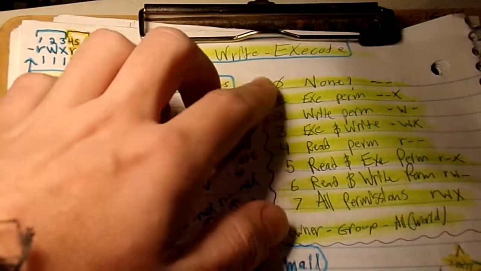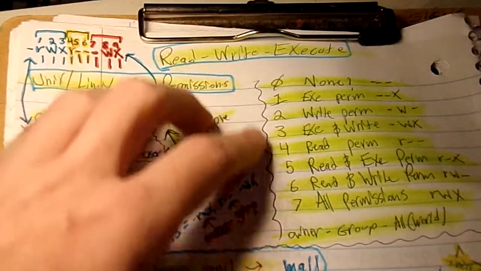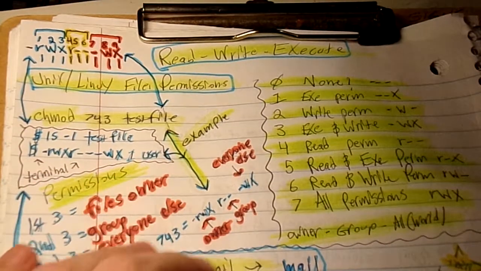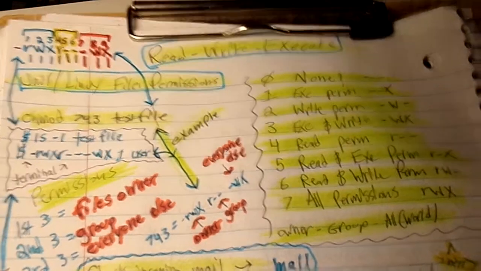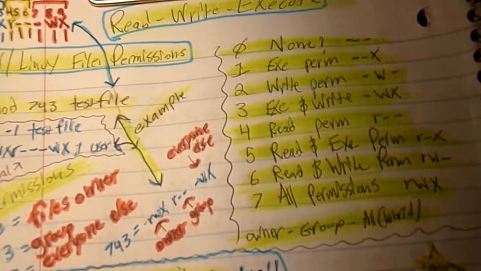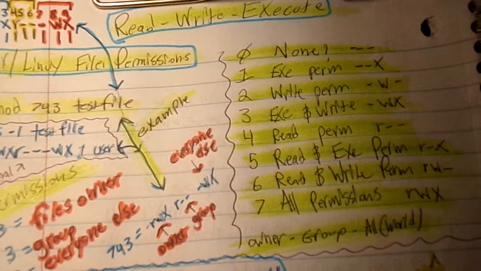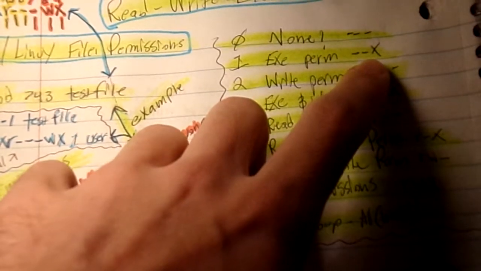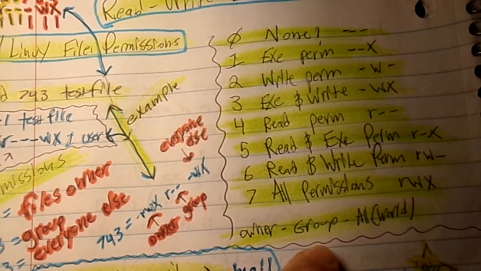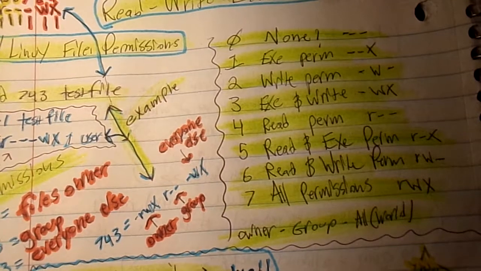So here we have a list of numbers 0 through 7, which represent your settings, right? 0, none. 1, execute permission, and it looks like that. I'll get more into that later. I'll give you a minute to write these down.